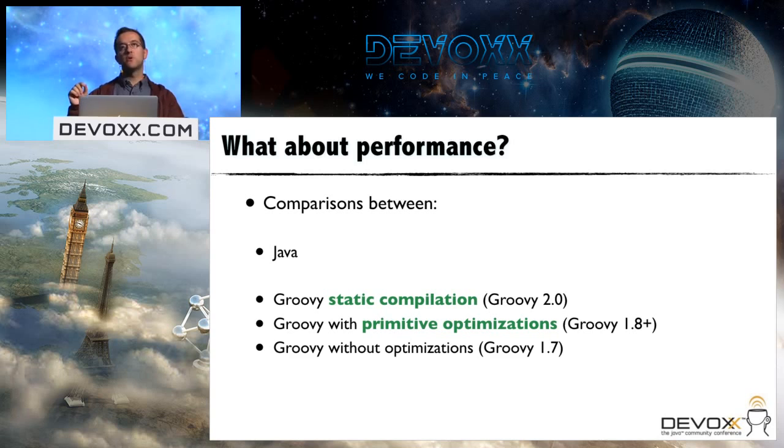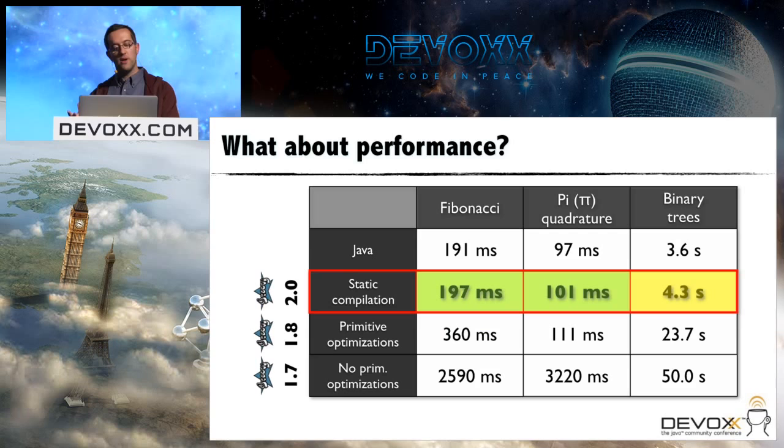In Groovy 1.8 we introduced some primitive type optimization, so that when you use primitive types, we generate the right bytecode instructions, using the IADD bytecode instruction to avoid boxing and so on. And I also did the same with static compilation.